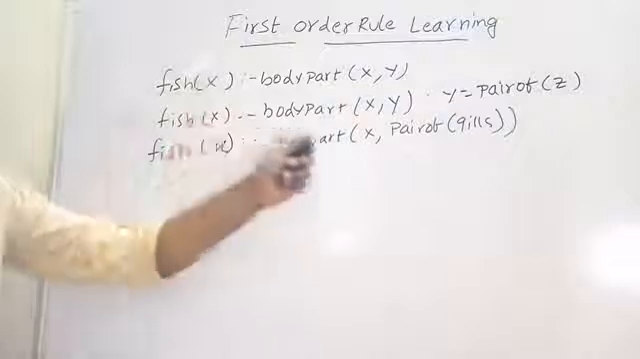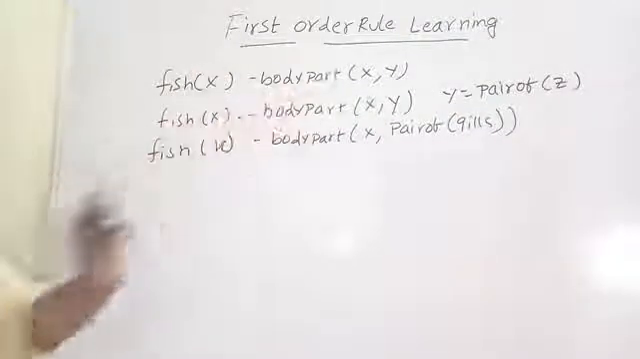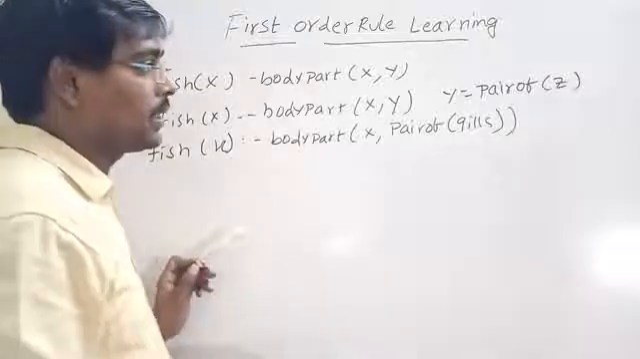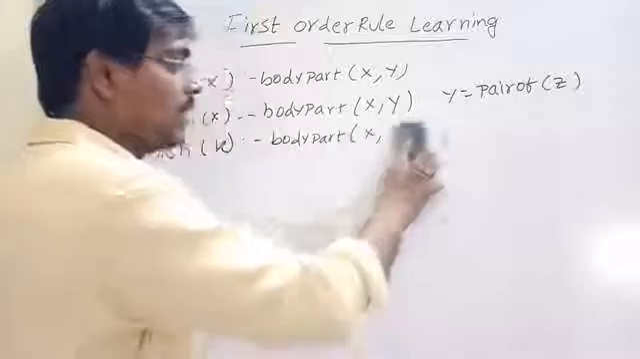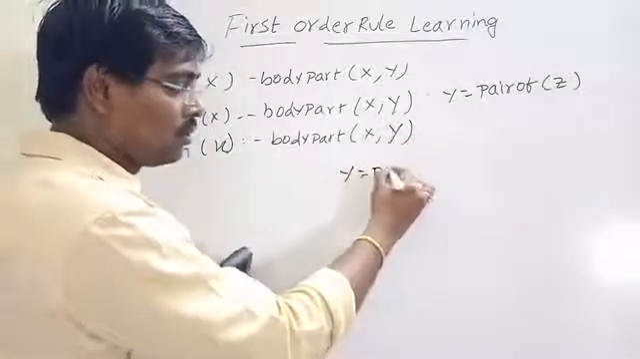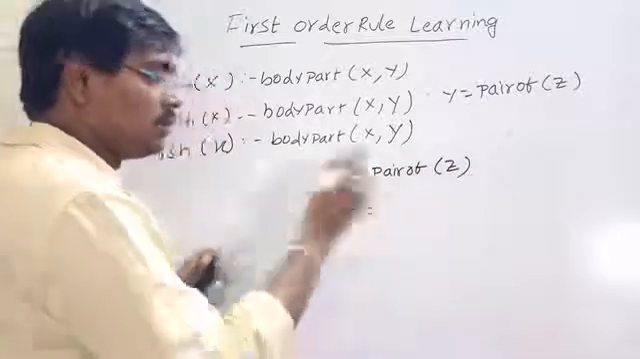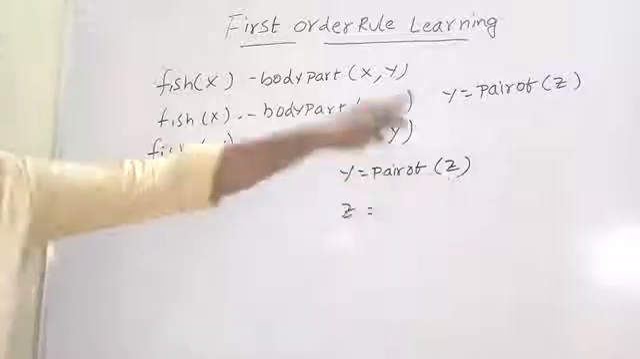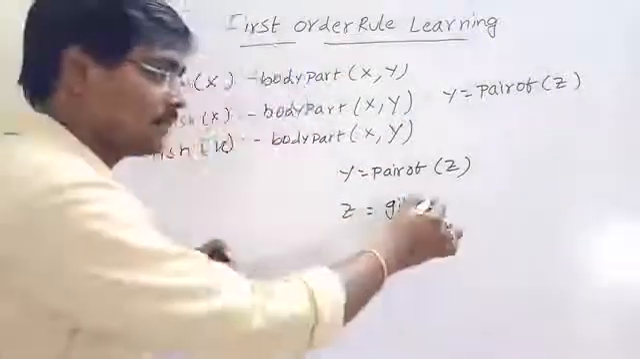Suppose the pair of z is replaced with y. Suppose z does not contain any specified parts. Suppose here I am replacing it as y. Here y is equal to pair of z. Z means it does not contain any parts. So what is the value of z? Z is equal to gills.